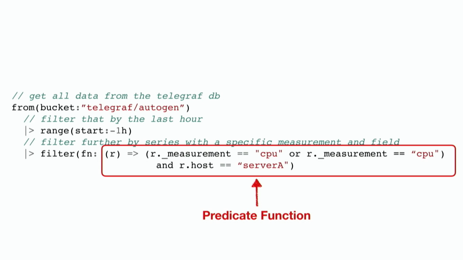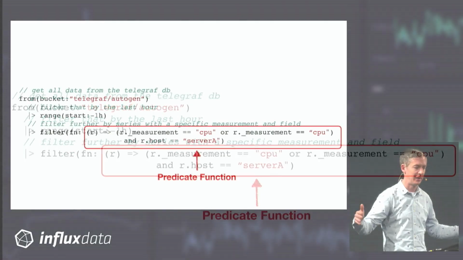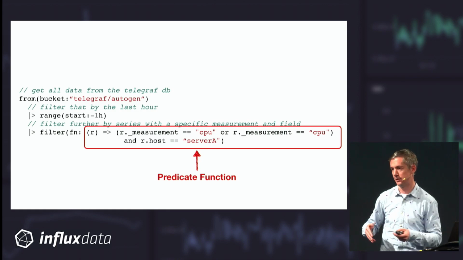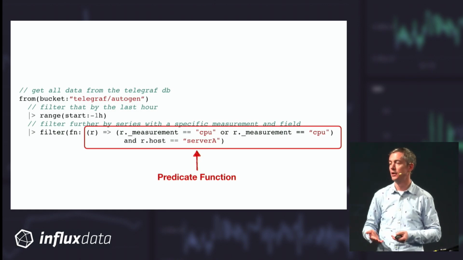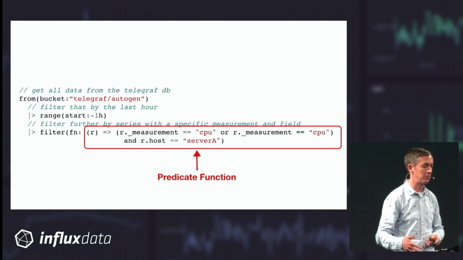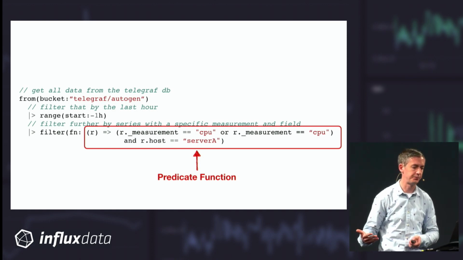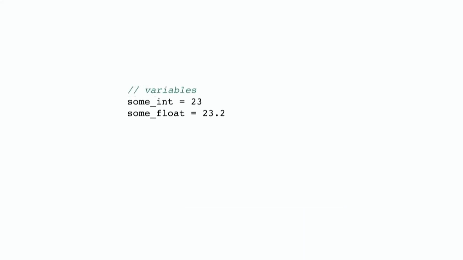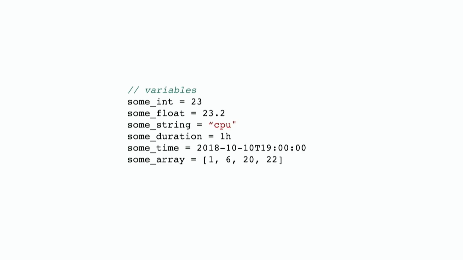The naive implementation of this would be that the from function returns the entire contents of the database, and then the range function filters that down, and then the filter function filters that down. Obviously, we're not going to do that. We take advantage of the way the data is indexed within the storage engine to make sure we query it as quickly as possible. OK, so there are variables. We have integers, floats, strings, durations, times, arrays, objects.